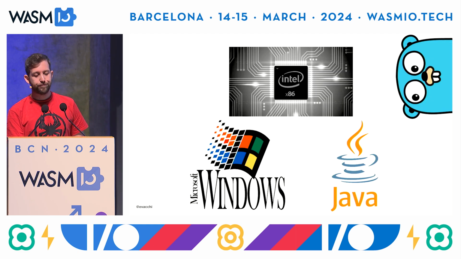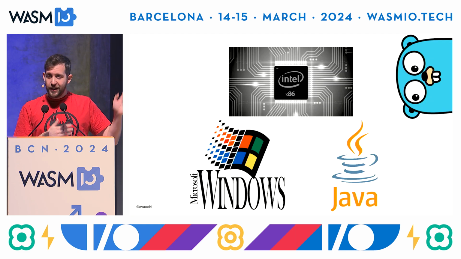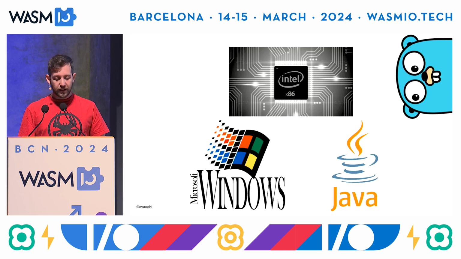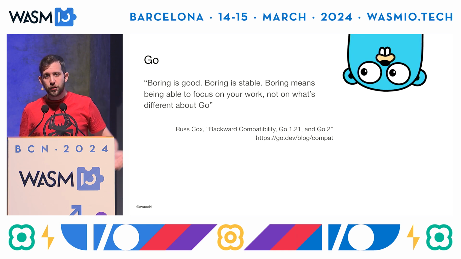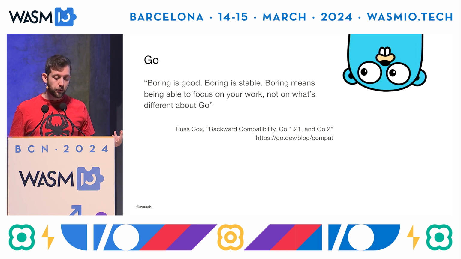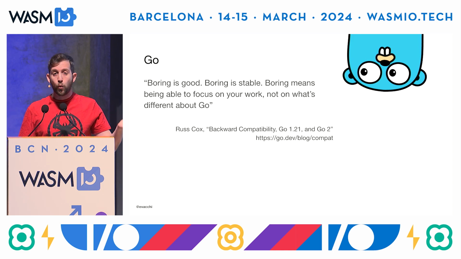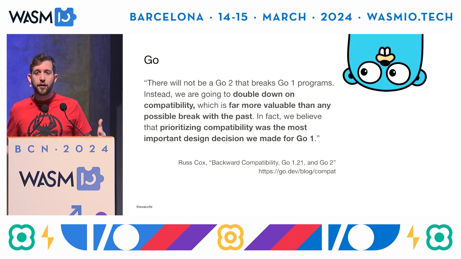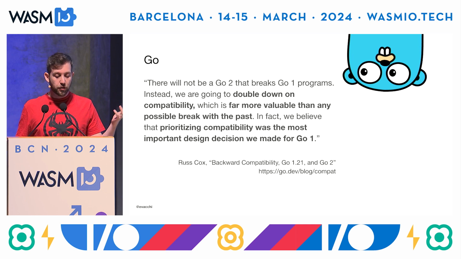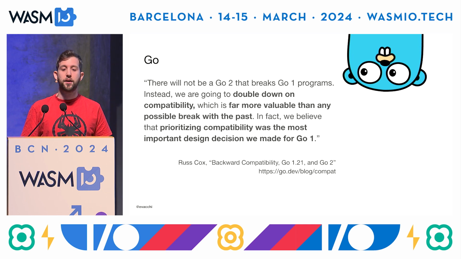Finally, learn from others. I already mentioned these guys. I'm going to mention them a little bit more. This is a quote from a recent blog post, from one of the most recent versions of Go. I think right now we're in Go 1.22, so this is the older version. Boring is good. Boring is stable. Boring means being able to focus on your work, not on what's different about Go. There will be no Go 2 in the sense that they will break compatibility. We double down on compatibility because it's far more valuable than any possible break with the past. In fact, we believe prioritizing compatibility was the most important decision we made for Go 1.